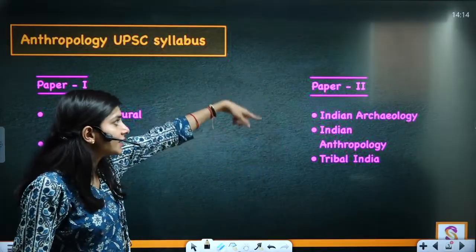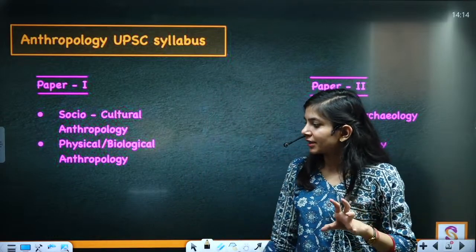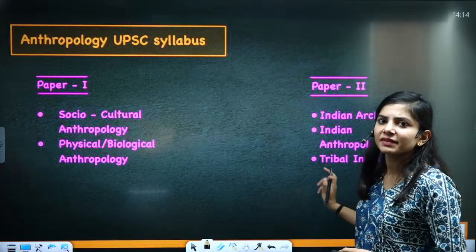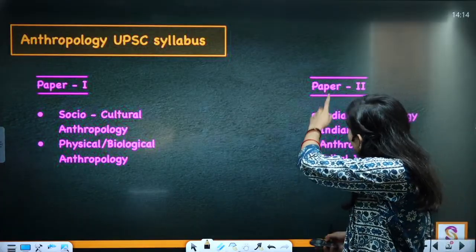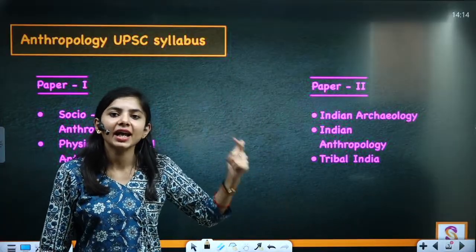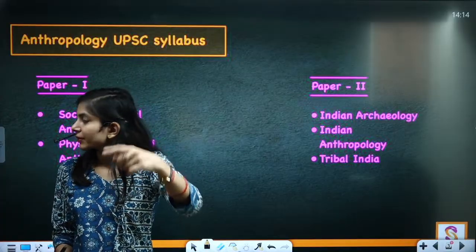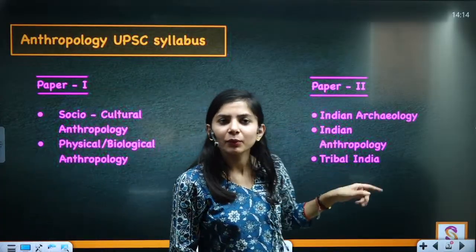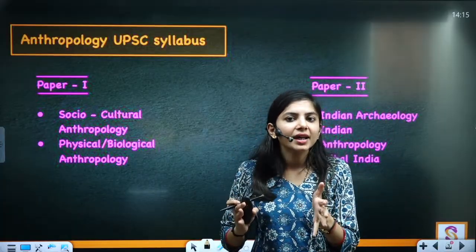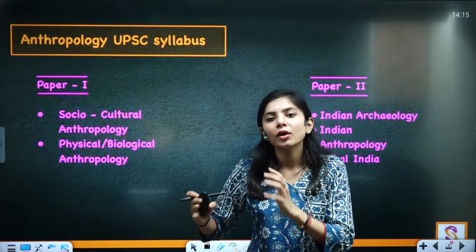Another thing is in terms of paper 2. In paper 2, we have Indian archaeology, Indian anthropology, as well as tribal India. In paper 2, these three parts again have different demands. Okay, so AC is on. This is something we need to understand, that this part again requires a separate way of understanding the things, a separate way of doing the things.